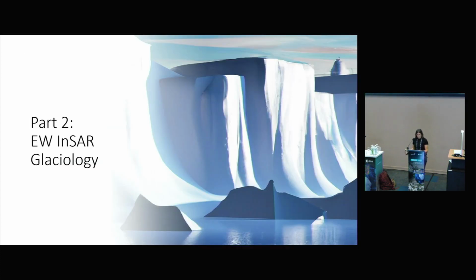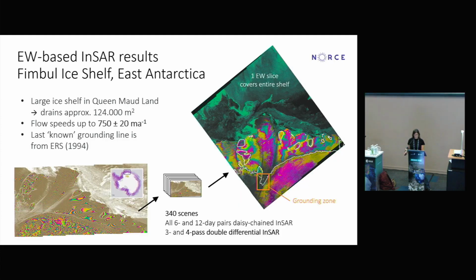So now going to some results regarding the glaciological part first, and then some examples for the permafrost application. The Fimbul ice shelf is a large ice shelf in Queen Maud Land. The flow speed is up to 750 meters per year. And as I said, the last known grounding line, the InSAR-made grounding line, is based on ERS data from 94.